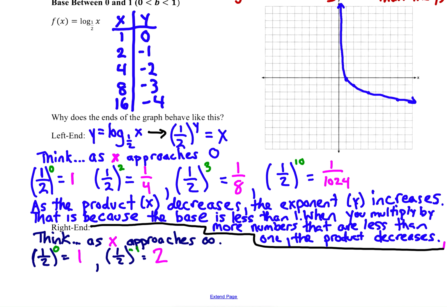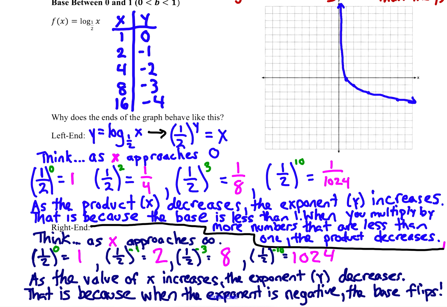How about let's get a little larger. Let's make x equal to 8. You see the y, the exponent, is getting smaller and smaller. When x is equal to 1024, the y becomes negative 10. So as x approaches infinity, the y is getting smaller. So that's why y is approaching negative infinity. And that is because as the value of x increases, the exponent y decreases.